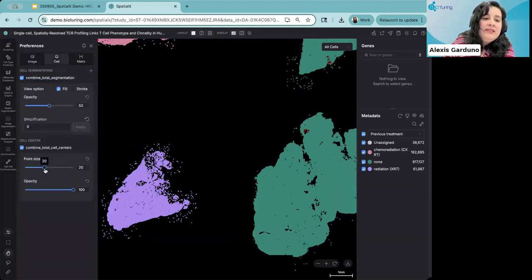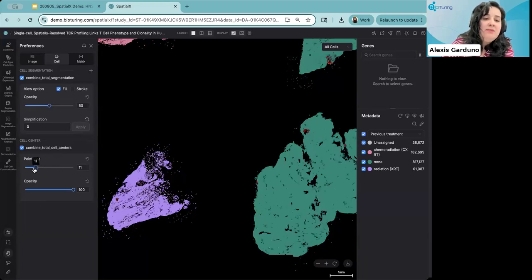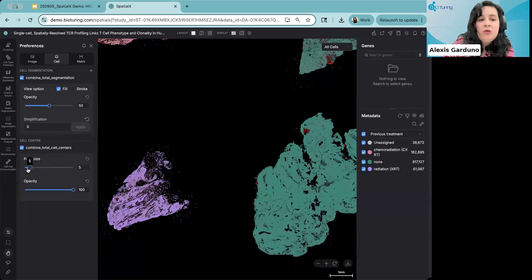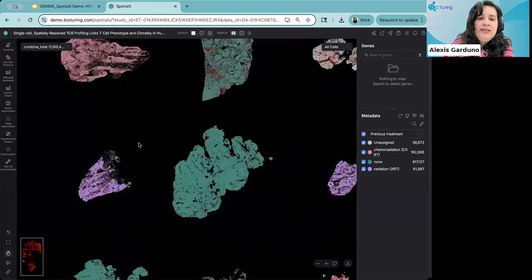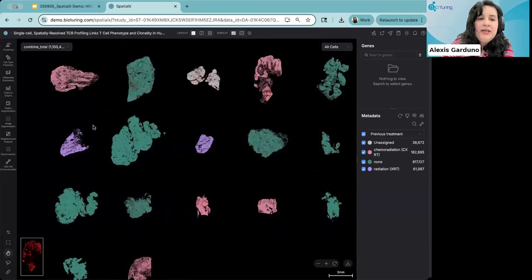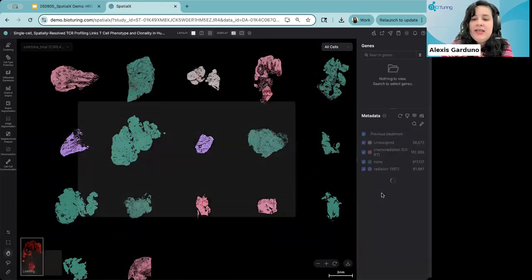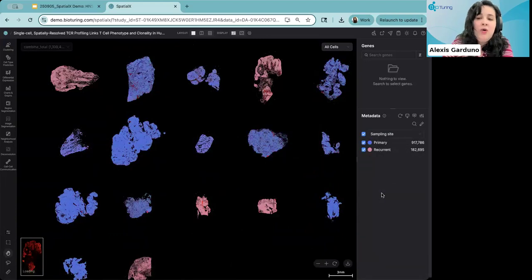One thing to keep in mind is normally the point size will be really large because you want to be able to see the actual spots in the expression of the tissue. But if you want to make that a bit smaller so that you're able to see multiple cell types, you can adjust that point size as well. Okay, so I'll go into this combined data. You can see I'm able to see these different tissue structures, samples that are coming from different treatments as well as different sampling sites, so tumors that were either primary or recurrent within that patient.